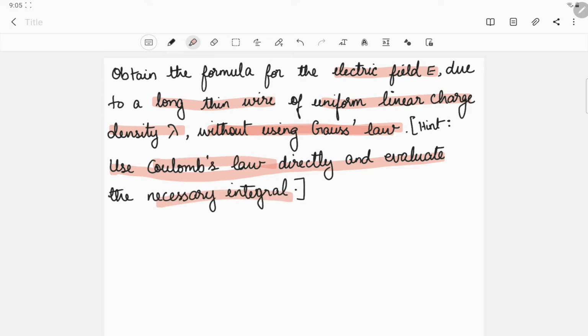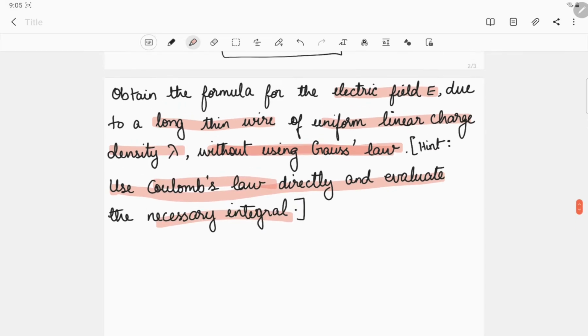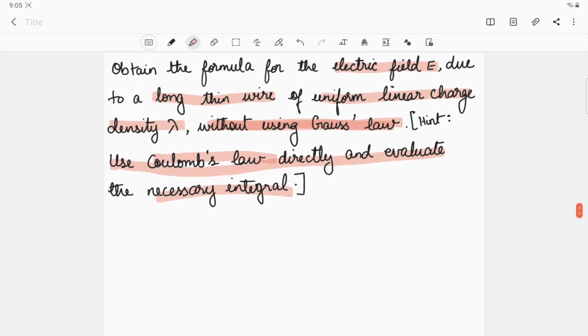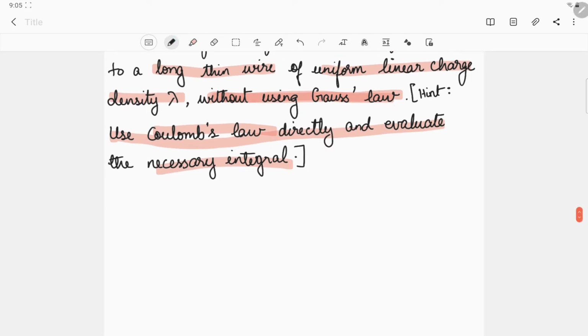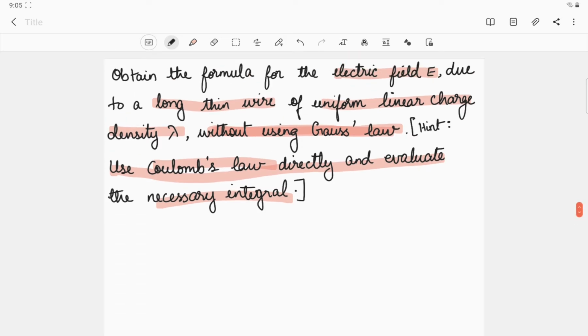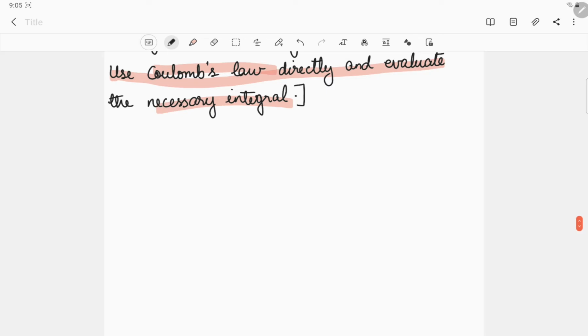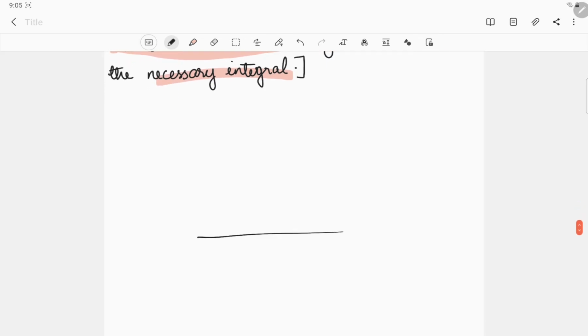Basically, here we have already derived the electric field due to a thin wire. That we have done using Gauss law, using the Gaussian surface and everything. But now they are asking us to use Coulomb's law and determine what is the answer. So first of all, we have to draw a long thin wire of uniform linear charge density. Let us draw the diagram first to understand this.